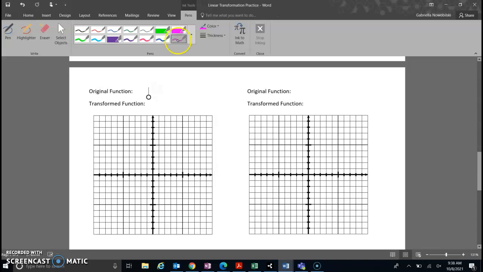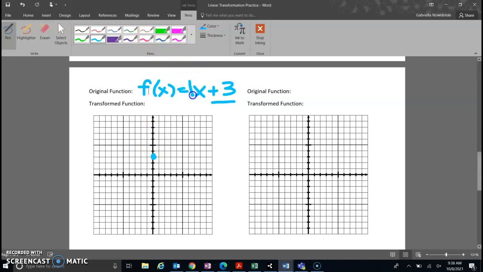So my original function was f of x equals x plus 3. And again, this is the first line I'm graphing. Okay, you always have to graph the original and then you graph the transformation. So I start by going up 3, and again, I know that because that's my y-intercept. My y-intercept is a positive 3, that's where I start my graph.